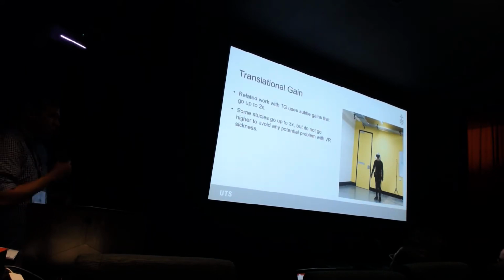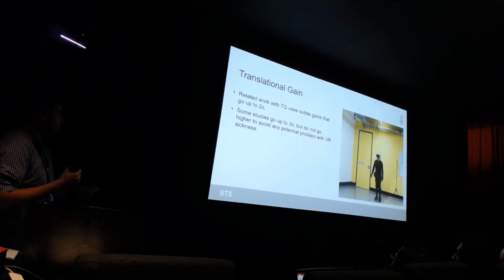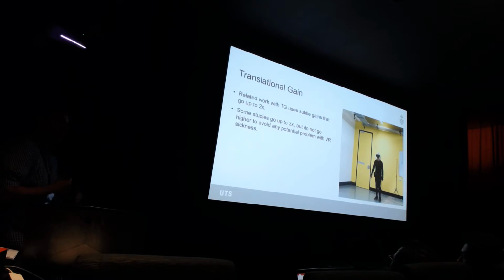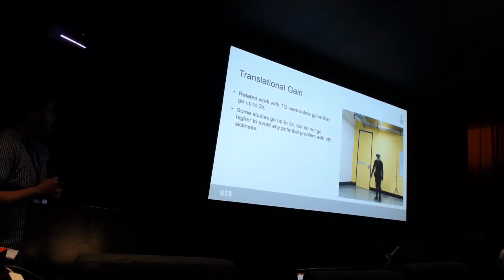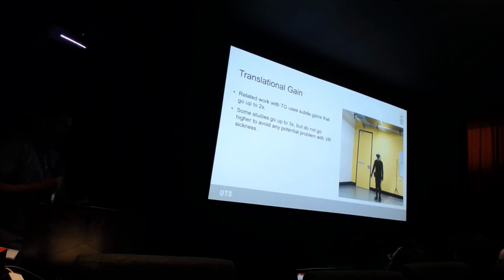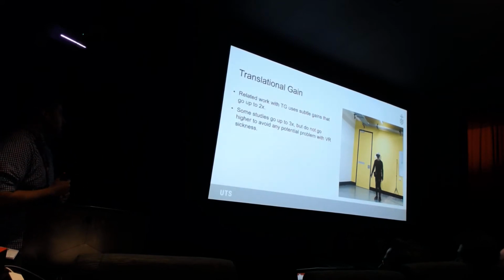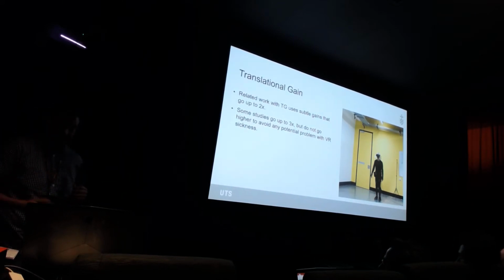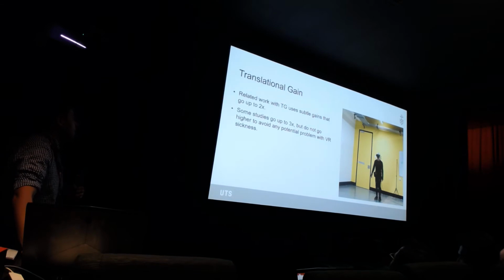Related work and other research uses gain levels up to 2x. After 2x is when a user starts to realize that a gain has been applied to the walking. Some studies even go for 3x, but there's a big problem: if you use a very large gain, you start to suffer from VR sickness. And everyone knows VR sickness is an issue right now with VR.